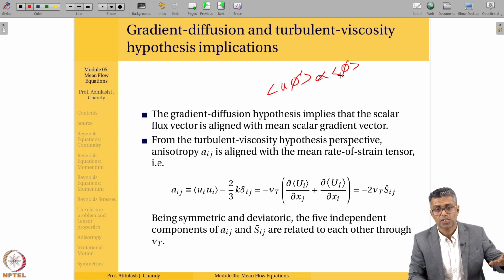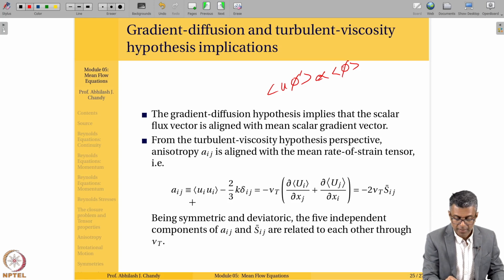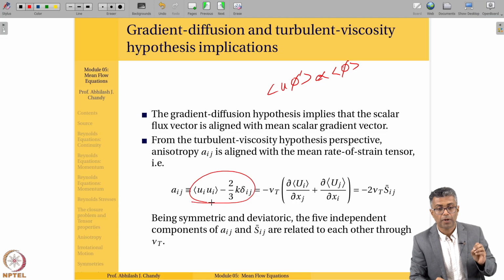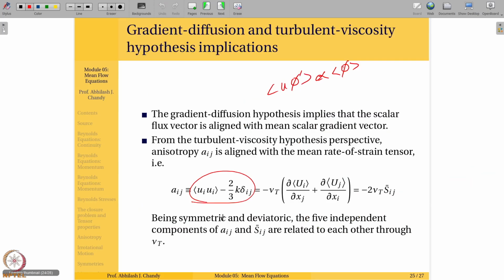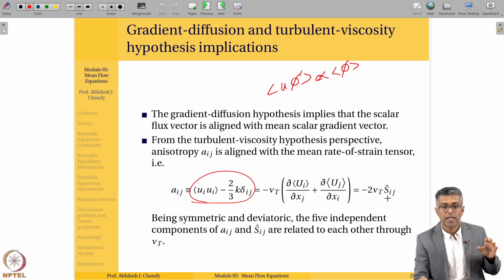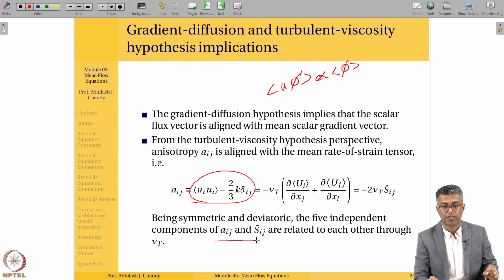From a turbulence viscosity perspective, what we are saying is the anisotropic part, u_i u_j minus 2/3 k delta ij, that is what you add here. This is the anisotropic part, A_ij, which we expressed as an anisotropic tensor. That anisotropic part is proportional to the mean strain rate. So being symmetric and deviatoric, the components of A_ij and S_ij are related to each other through nu t. That is what we are trying to say.